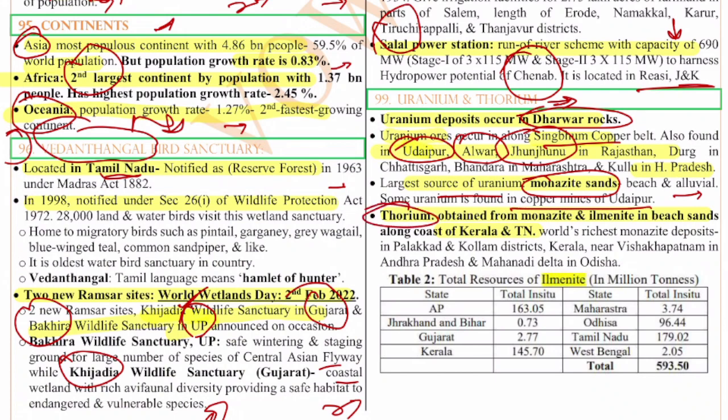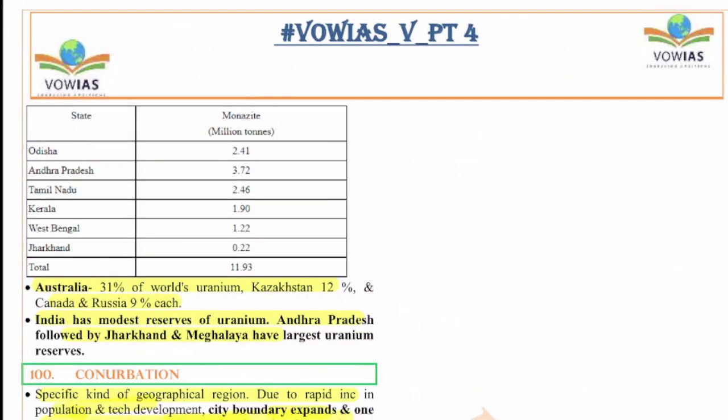Thorium, if you see, is obtained from the monazite and ilmenite in the beach sands along the coast of Kerala and Tamil Nadu. World's richest monazite deposits are in Palakkad and Kollam districts of Kerala, and also near Visakhapatnam in Andhra Pradesh and Mahanadi Delta in Odisha. And thorium in future will be used in these nuclear reactors as well. Australia has the world's largest uranium reserves, which is about 31%, followed by Kazakhstan, Canada and Russia. India has very less uranium reserves. Andhra Pradesh, followed by Jharkhand and Meghalaya, have the largest uranium reserves.